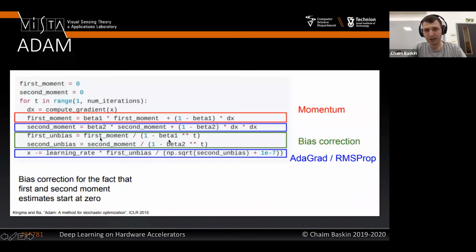Here we use our bias correction, and in the final step we combine AdaGrad or RMSProp, depending on what we are multiplying here. So what we are doing is using bias correction for the fact that the first and the second moments are estimated starting from 0. We also use momentum and an adaptive learning rate for each parameter.